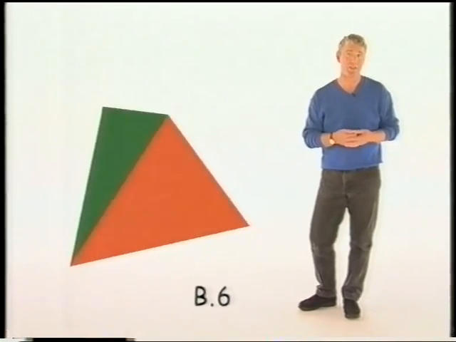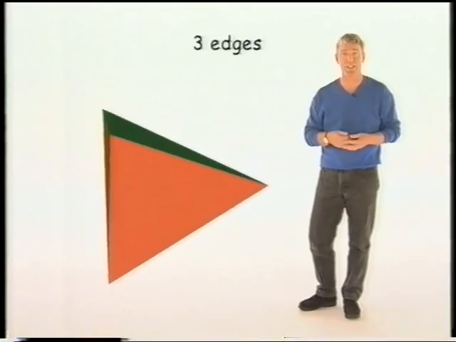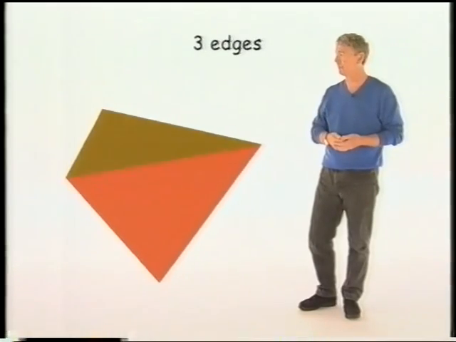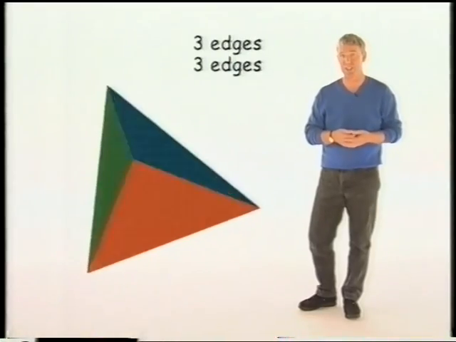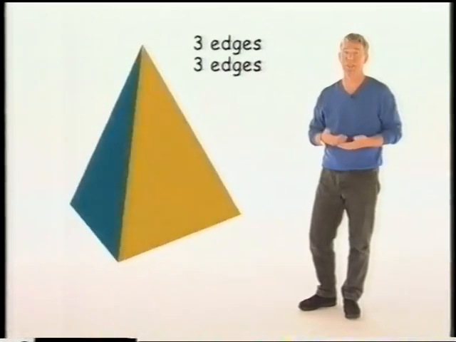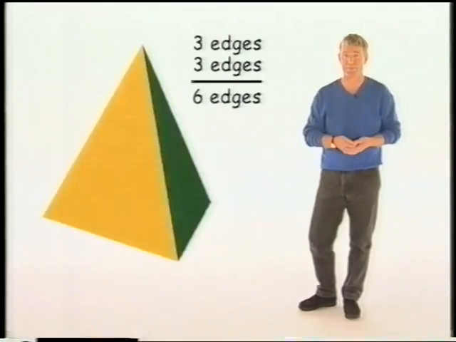If you thought that it was answer B, 6 edges, then maybe you were thinking of a triangular-based pyramid. Now this has only 3 edges on its triangular-shaped base and another 3 edges up to its top vertex, making a total of 6 edges.